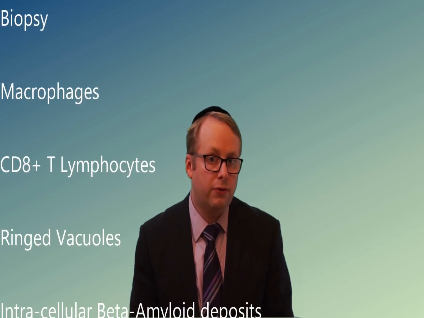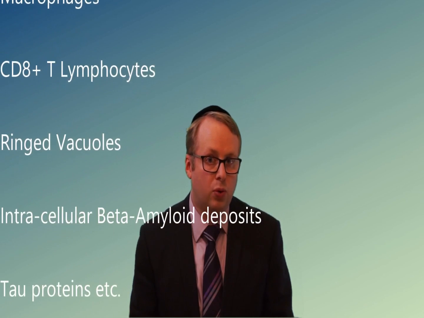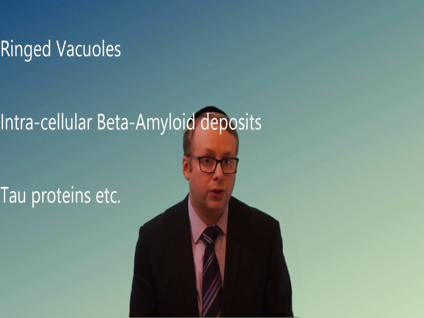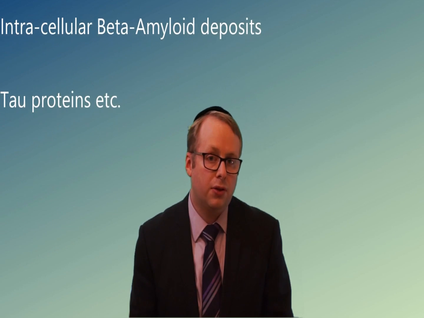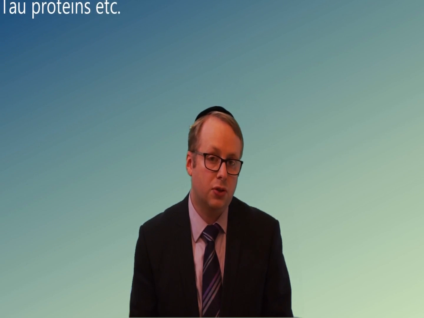The key to diagnosis is a muscle biopsy, where in addition to the presence of similar inflammatory cells to polymyositis, namely macrophages and CD8 positive T lymphocytes, there are also ringed vacuoles and intracellular beta amyloid deposits which are highlighted with Congo red staining. Other neurodegenerative proteins, such as tau proteins, can also accumulate.